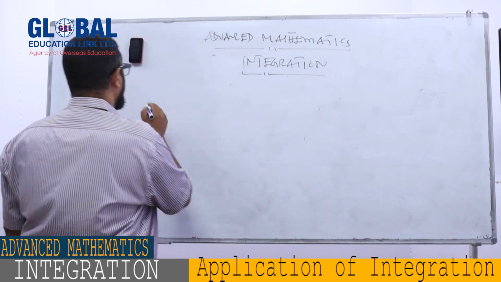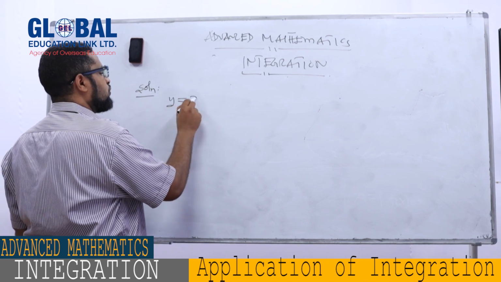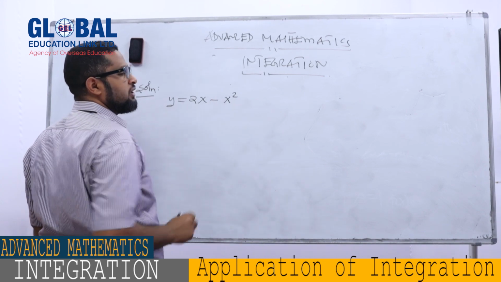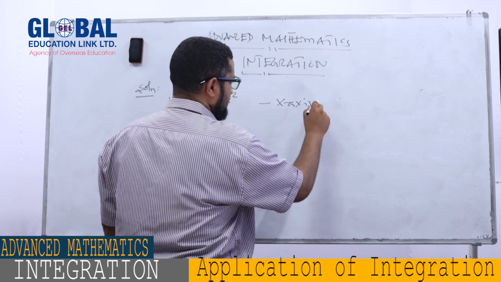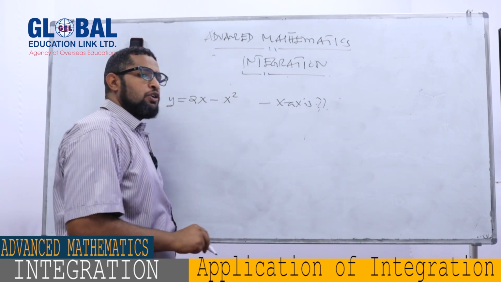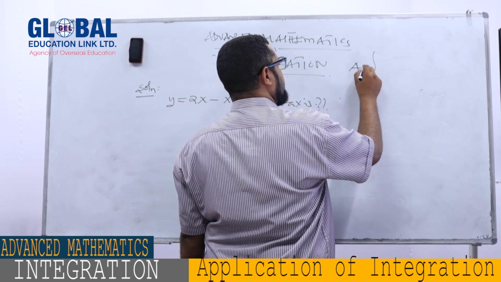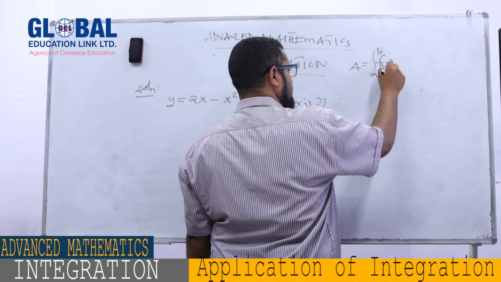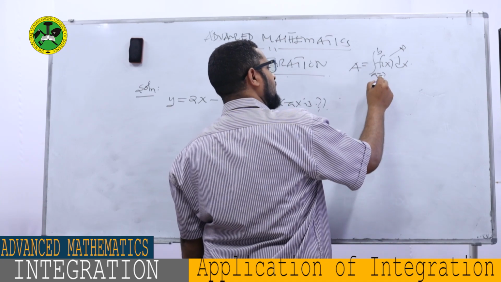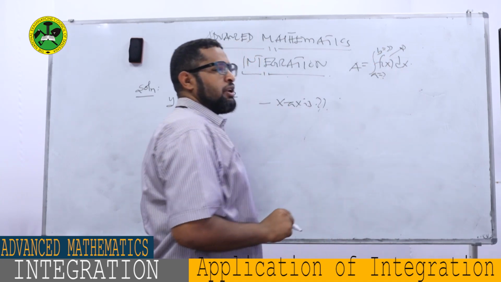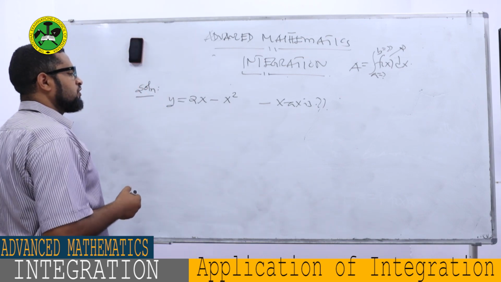In example number 2, we are given y equal to 2x minus x squared and the x-axis. So this is the question. Do you know the limit that you are going to use in the formula? Because the formula is area is equal to the integral from a to b of f of x dx. Okay, the f of x, you know it. But do you know the value of a and that of b? My dear students, it's not easy unless you draw the graph or you sketch. So here we are going to sketch.